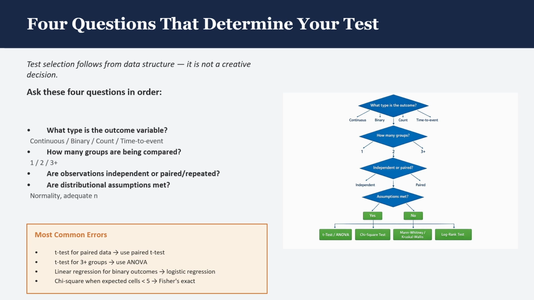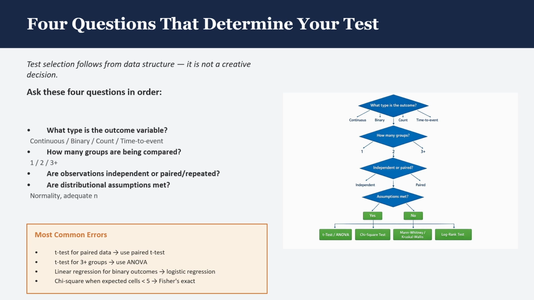everything that follows. Question 2 determines the scale of comparison. 1 group versus a reference, 2 groups, 3 or more. This separates t-test territory from ANOVA territory. Question 3 catches the most consequential error.